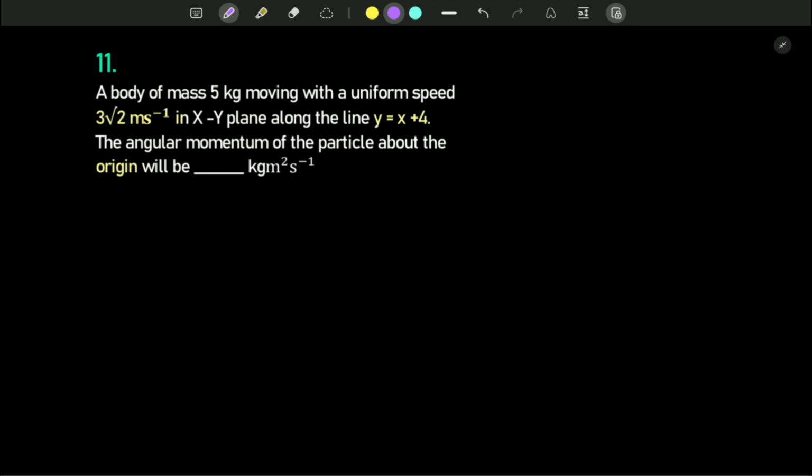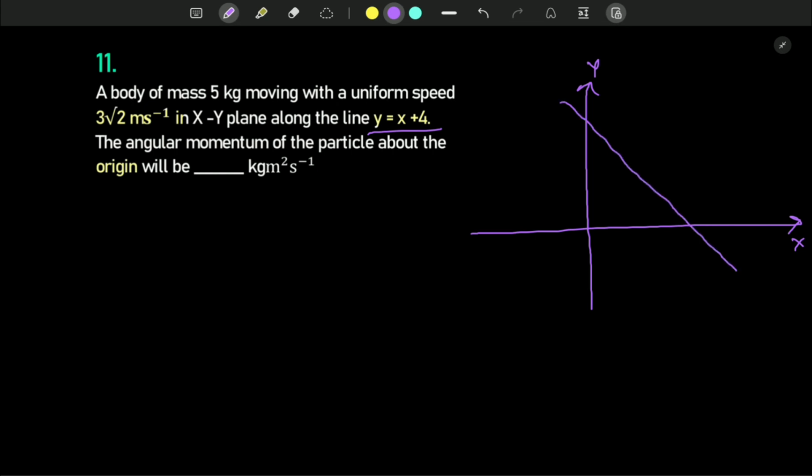So let us draw the diagram. This is our coordinate system. And the line is y equals x plus 4. The line will be in this way, with positive slope. This is the line y equals x plus 4. And this is our origin.